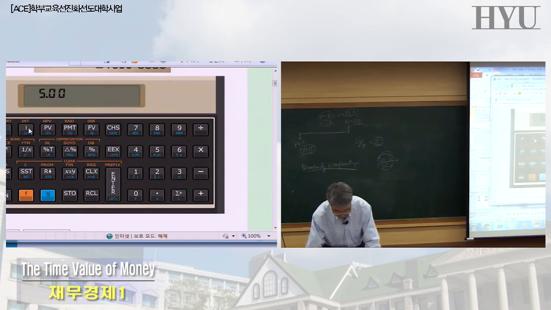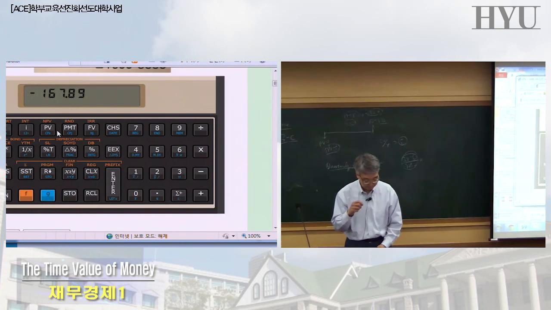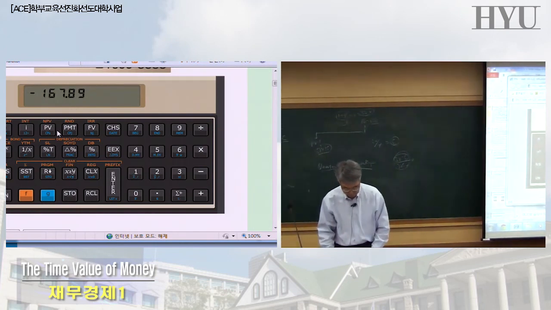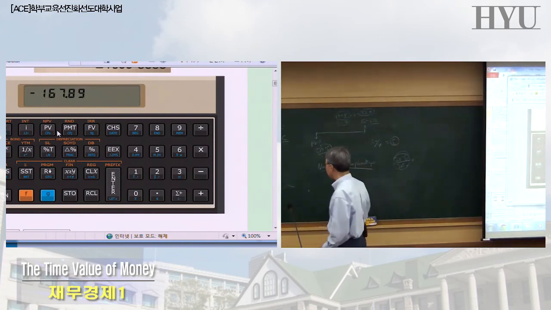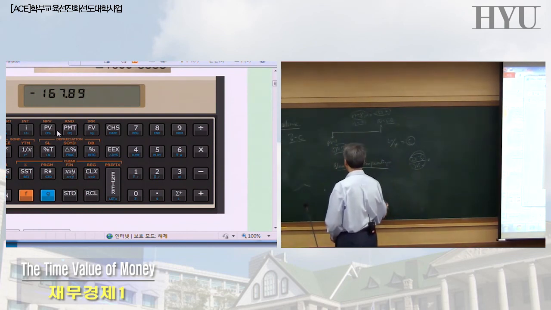Well, that's not what I wanted to do here. Oops, messed up. Okay, let me try again. 20, enter, 4, divide, I, okay? And then calculate present value. 167.89. Okay? 167.89. That's the answer. Present value is 167.89.